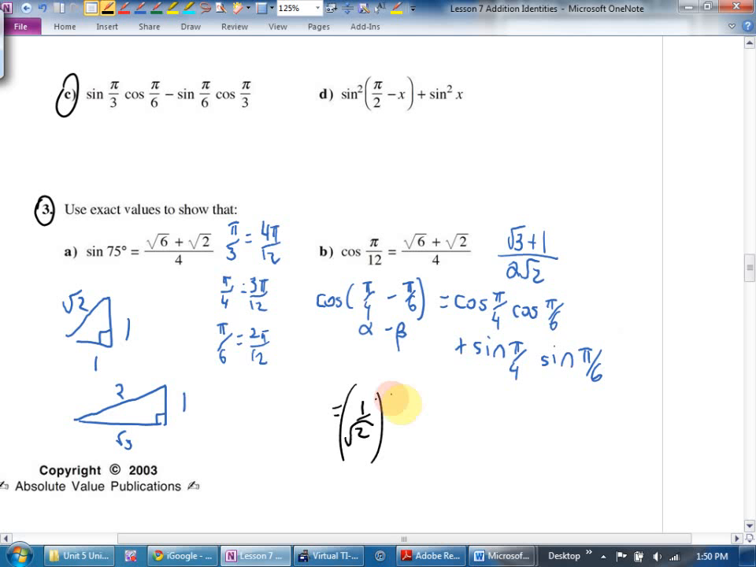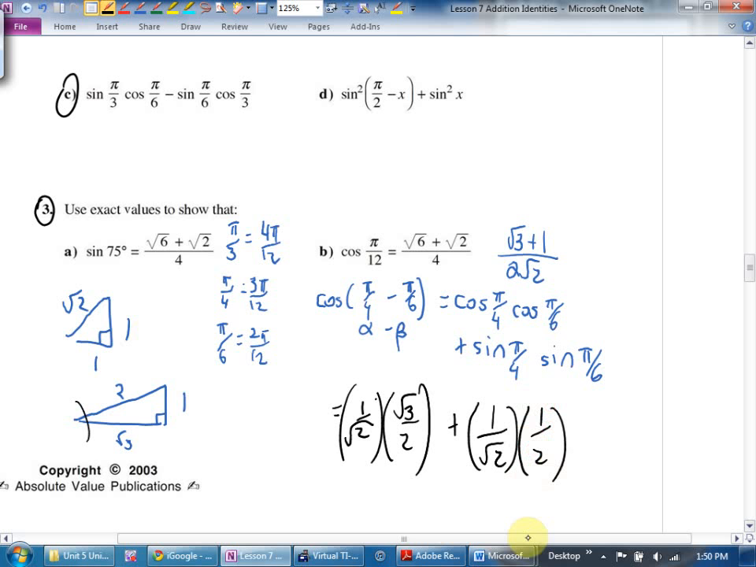Let's keep going here. Pi by 6, which is that guy right there. Pi by 6, cos is root 3 over 2, plus sine of pi by 4 is 1 over root 2, opposite over hypotenuse. Sine of pi by 6 is 1 half. I'm going to get a lovely common denominator, which is kind of nice. I'm going to get a common denominator of 2 root 2. And can you see I'm going to get 1 times root 3, which is root 3. The plus sign drops down. 1 times 1, which is 1. I'm going to get root 3 plus 1 all over 2 root 2.